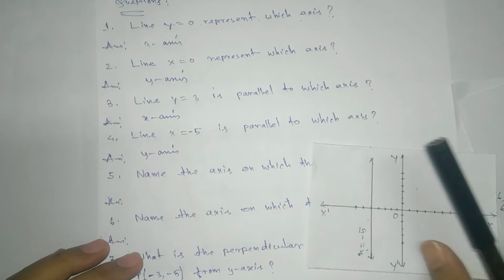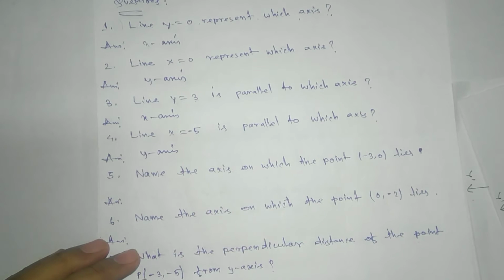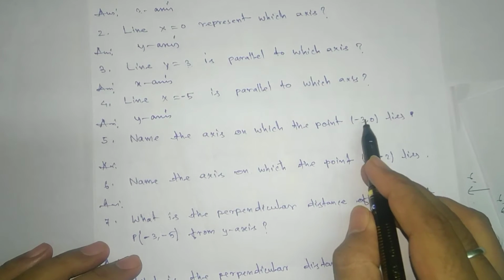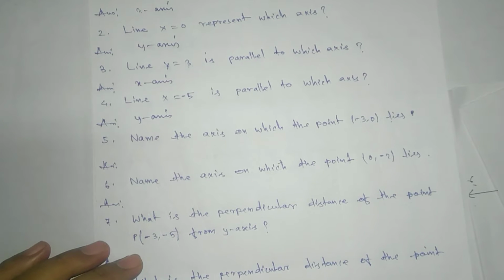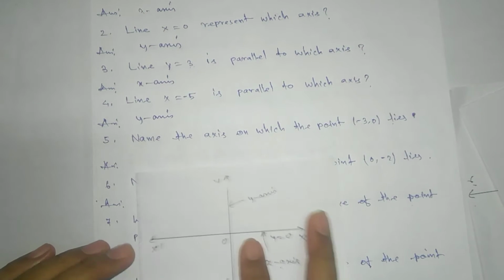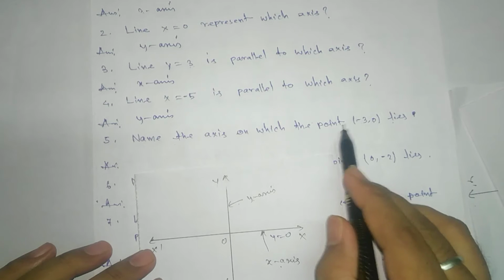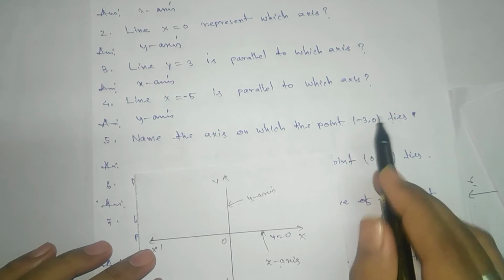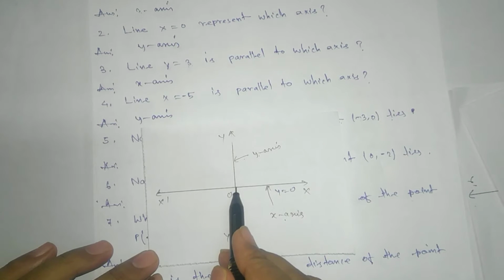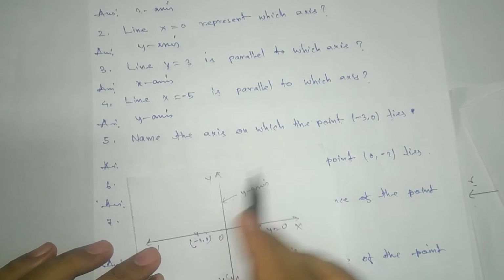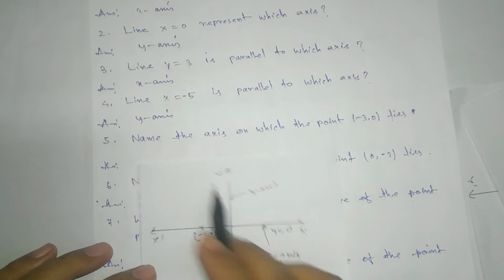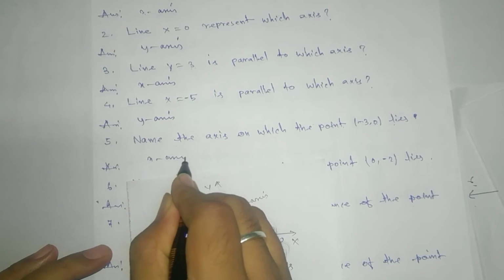Next, name the axis on which the point (-3, 0) lies. Taking axes like this, find -3. -3 will be on this side, 1, 2, 3, so -3 and 0. On which axis does (-3, 0) lie? The x-axis.